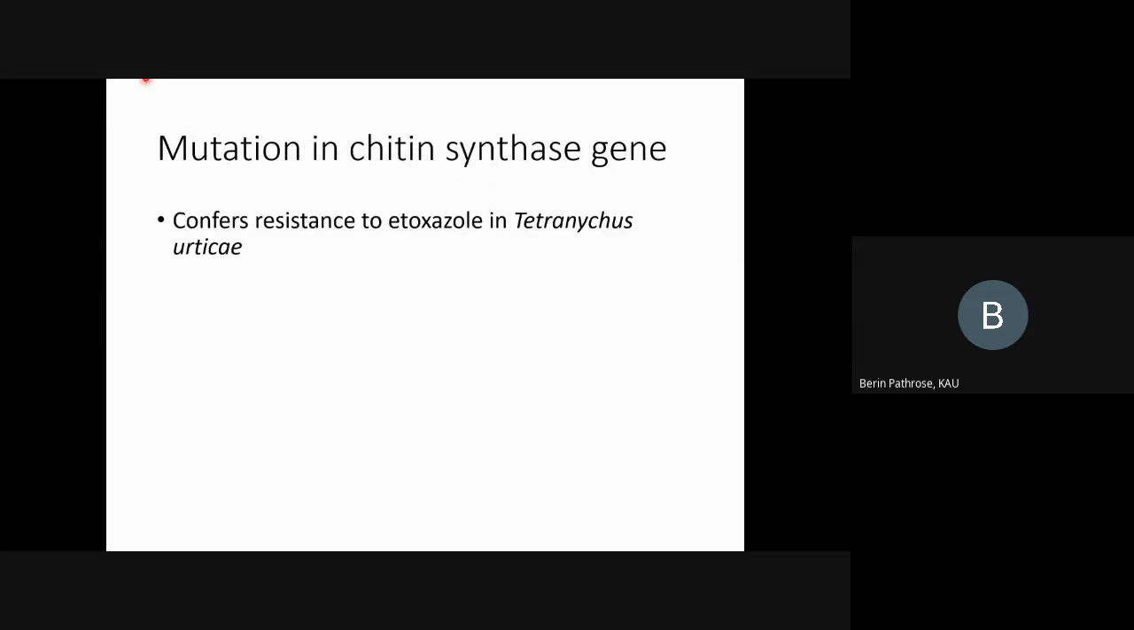Coming to the last one in the case of target site insensitivity, that is in the case of chitin. Okay, one more, the second last one: the mutation in the chitin synthase gene. This is one report from the case of a mite growth inhibitor, etoxazole. Remember this etoxazole. This is a mite growth inhibitor. It inhibits chitin synthesis in mites. This mutation in the chitin synthase gene confers resistance to etoxazole in Tetranychus urticae.